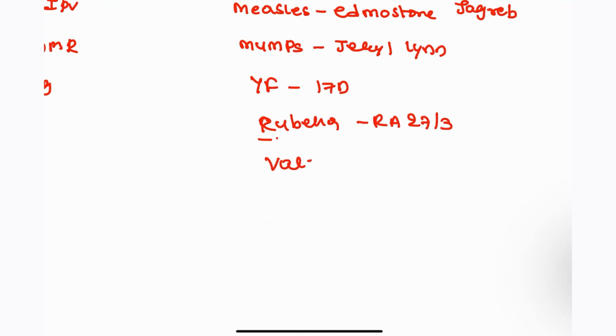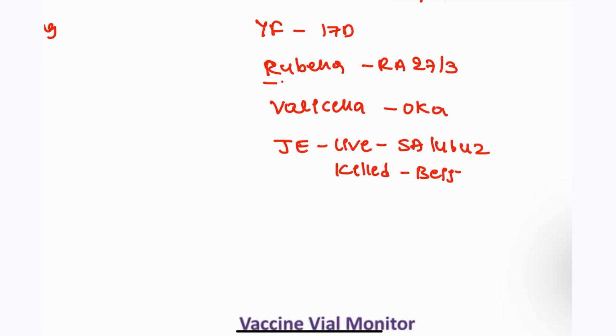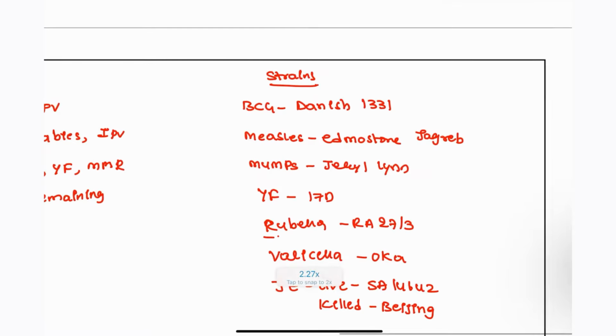Next, varicella is Oka virus. And Japanese encephalitis, if it is a live, it is SA 14 2. Okay, that is for the live. And if it is killed, Beijing type is for the killed. Okay, these are some of the strains that you have to remember for the examination, guys.